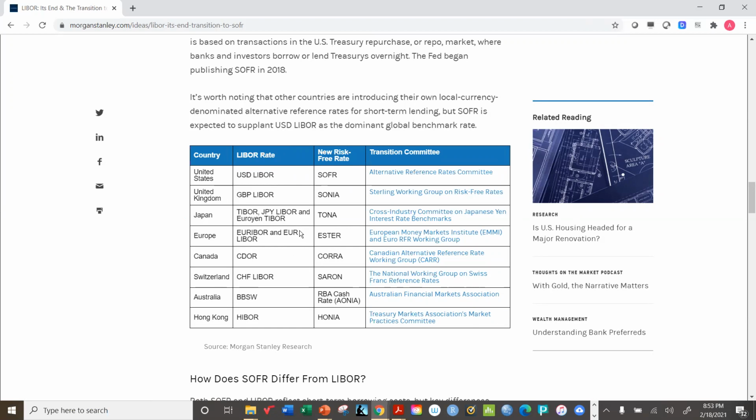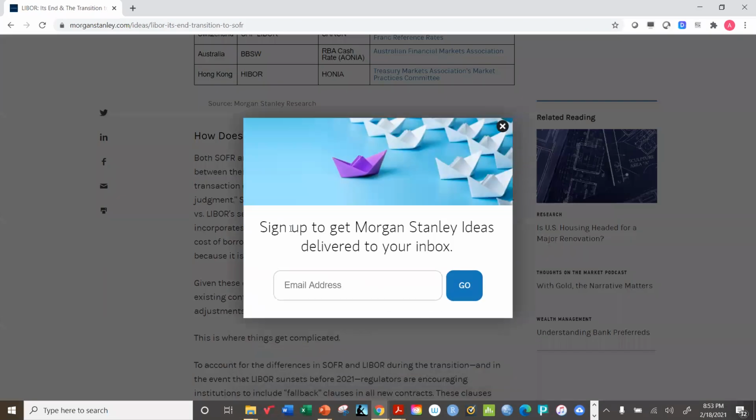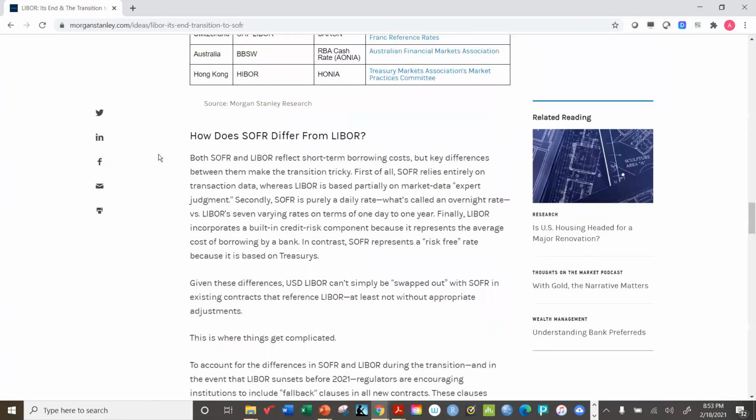This is going to be very, very difficult, very awkward for a while. And so what they're saying here is, how does SOFR differ from LIBOR? They're both short-term borrowing costs, but SOFR relies entirely on transactions data, whereas LIBOR is partially based on market data and expert judgment. SOFR is purely a daily rate, where LIBOR had 7 rates going from 1 year to 1 day. Okay, LIBOR had a sort of a credit risk component, but SOFR represents a pure risk-free rate of interest.